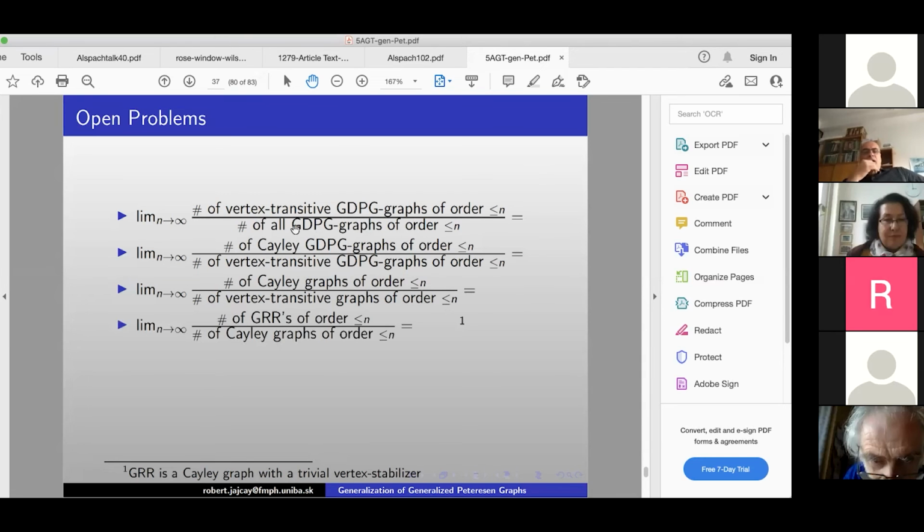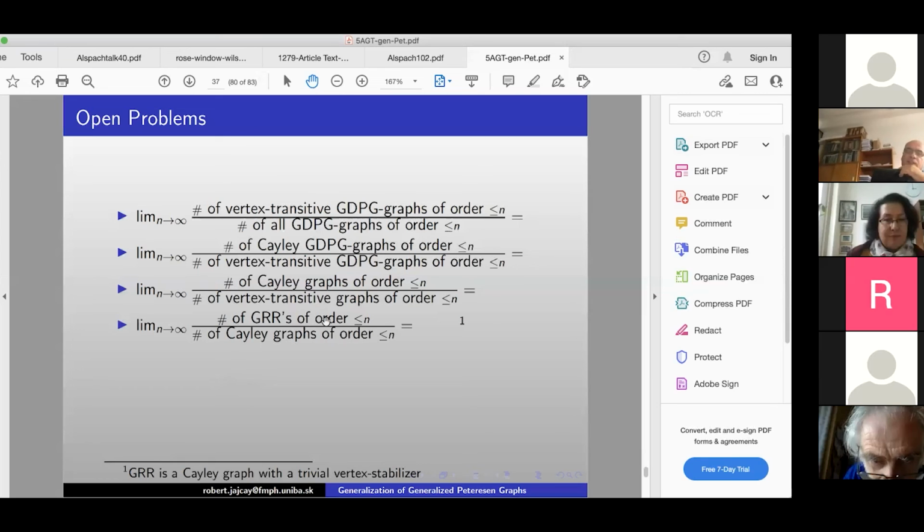I can ask a more special question: how many Cayley graphs are graphical regular representations? To make it clear, a graphical regular representation is a Cayley graph where the vertex stabilizer in the full automorphism group is trivial. So they only have automorphisms that come from left multiplication in the group. That's a class of Cayley graphs that was widely considered, and many things are known for them. But I'm just asking, what's the proportion? And this is not my question, by the way. This is a question that's been around since people studied the GRRs.